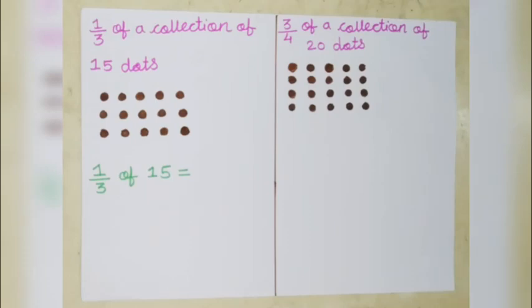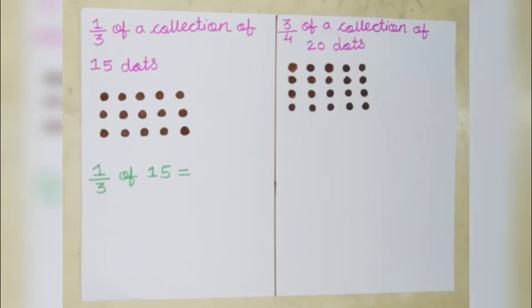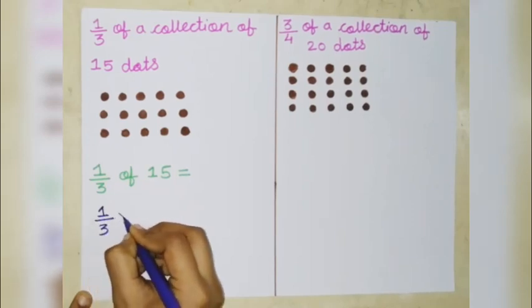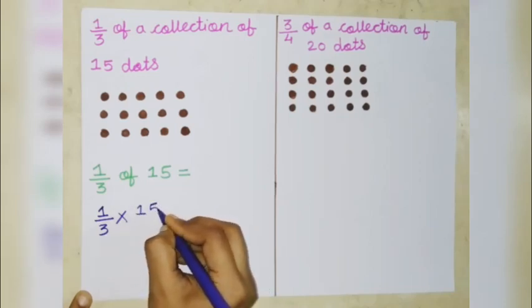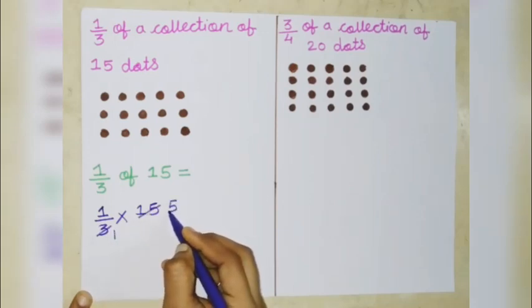Students, now we will see a fraction of a collection and a multiple of a fraction. Children, here a collection of dots is there. Total 15 dots are there. 1/3 of a collection of 15 dots. Children, it means we have to find here 1/3 of 15 dots. For this, we will do 1/3 of 15. In place of 'of', we will put a multiplication sign and we will write 15. 3 ones are 3, 3 fives are 15.